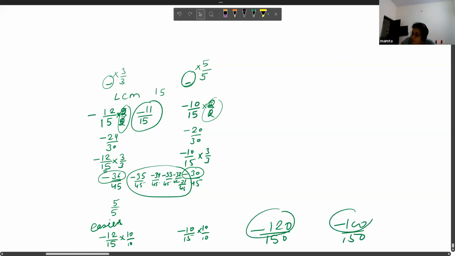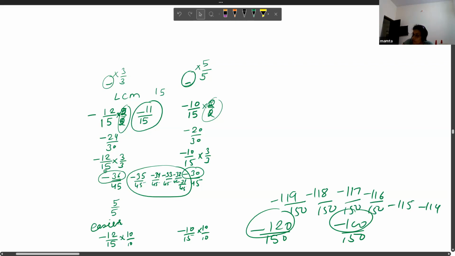So between these two, you can write 20 numbers. Minus 119, minus 118, you have to reach up to minus 100. Minus 117, minus 116, minus 115, minus 114, divided by the same denominator. Understood, children? In these questions, everyone will have a different answer. Whichever is convenient, you can multiply and divide with that number.